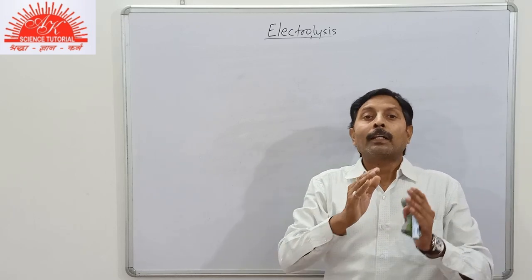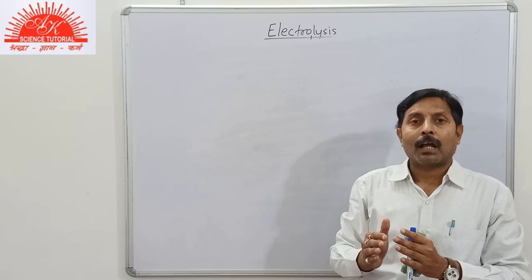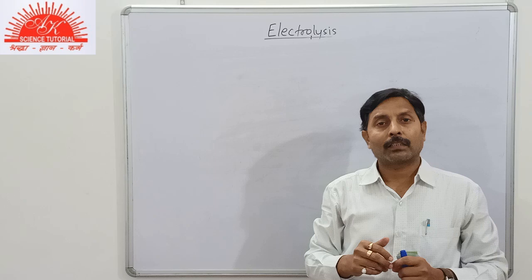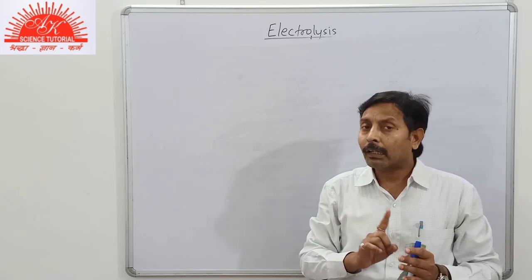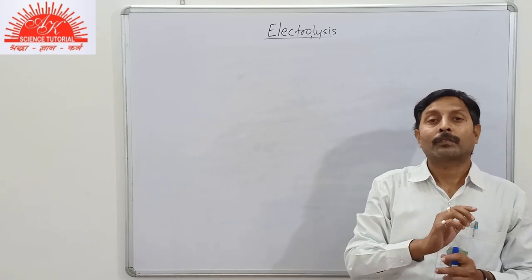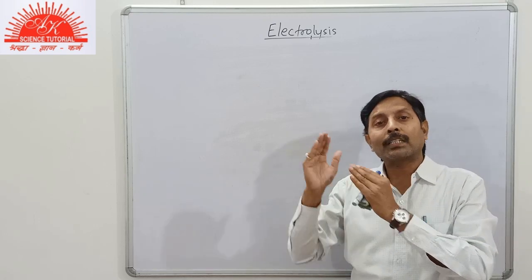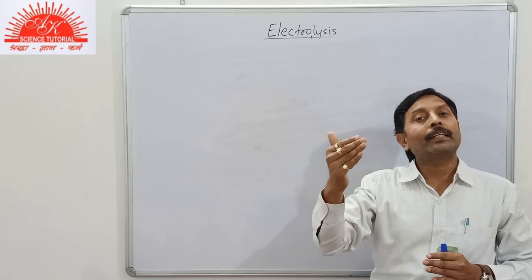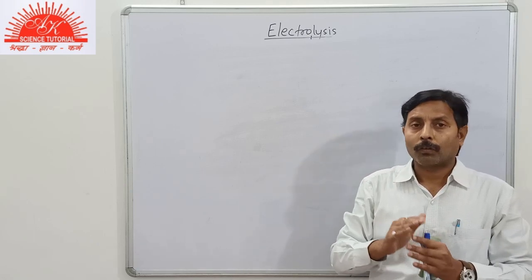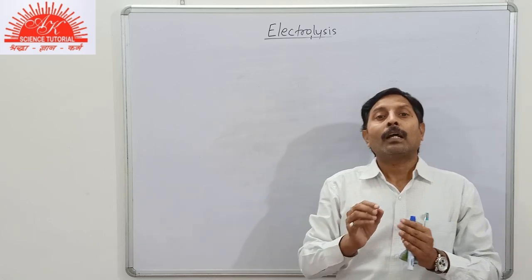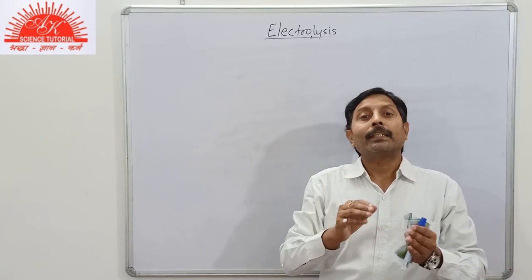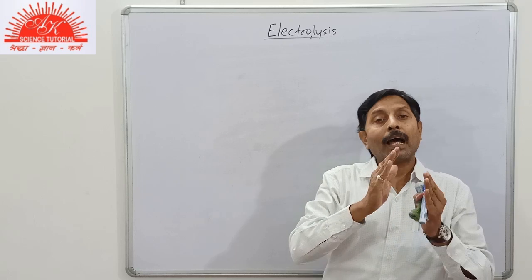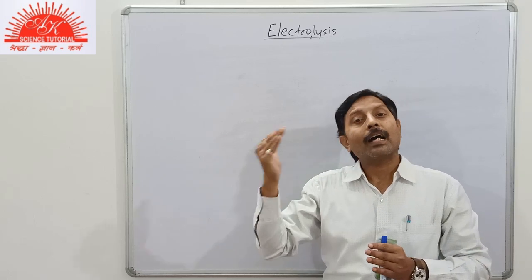Second, the freely mobile ions are responsible for conduction of electricity. Now the third point: cations migrate towards the cathode, anions migrate towards the anode, and they are discharged there. Fourth point: in an electrolyte, there is an equilibrium between unionized molecules and the ions.